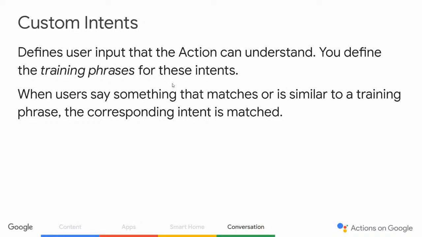So what we do as developers is, instead of writing code, we actually go in and train our intents or train our action to understand the conversation that the user might give. In this case, those are called training phrases. So when a user says something that matches or is similar to a training phrase, the corresponding intent is matched.